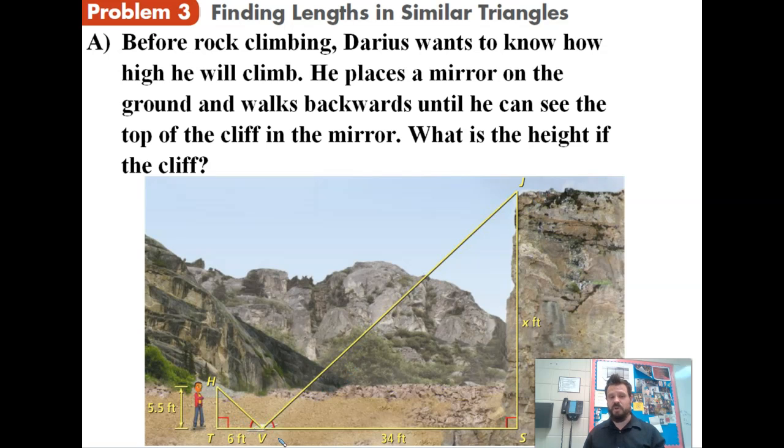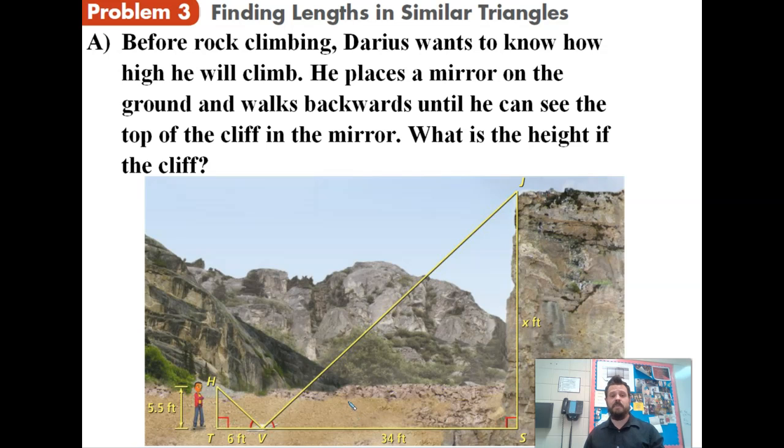Now the physics trick we have there is that the angle of reflection from your eyes to what you're looking at in the mirror is going to be congruent on both sides here. And then also, since we're assuming that both the cliff and the person measuring are coming out of the ground at a right angle, what we have are two triangles with two angles congruent. So by the angle-angle similarity postulate, we know these triangles are similar.